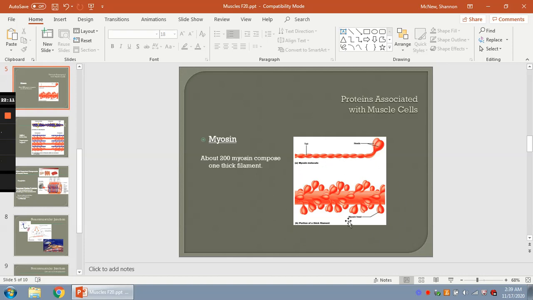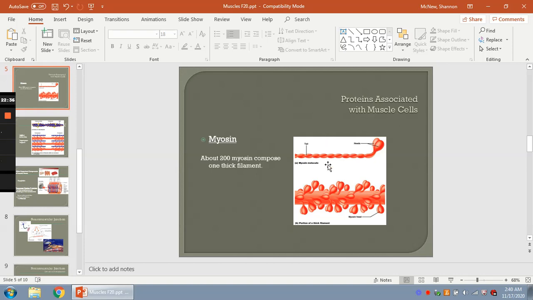And we call that a filament. So about 200 myosin molecules make up one filament. And because it's so thick, so big, we call it the thick filament. So myosin makes up the thick filament in a skeletal muscle.